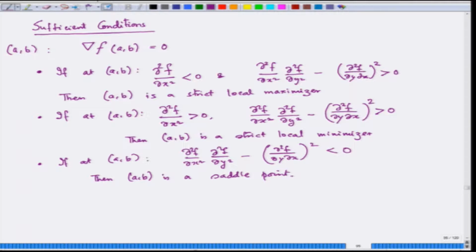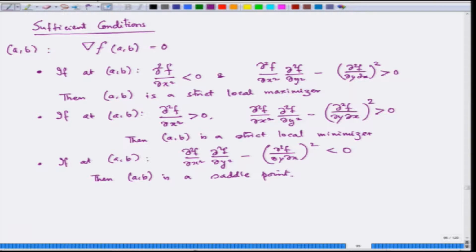So, what do you mean by a saddle point? Saddle point means, if I fix my y and put the value of y as b, then this becomes a function of x, and as a function of x at the point a, the function is either maximized or minimized. Conversely, if I put a in place of x, then it becomes a function of y, and at the point b it is either maximized or minimized. So, if it is maximized along x, it will be minimized along y, and if it is minimized along x, it will be maximized along y. Such points are called saddle points.